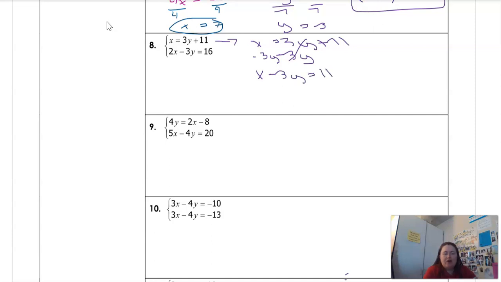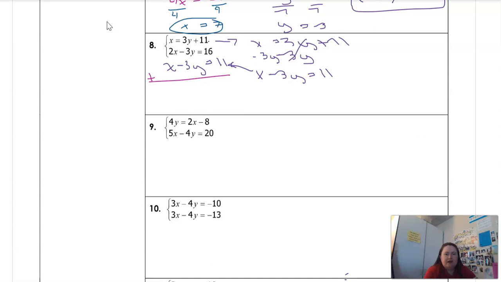So now I can take this equation and put it back over here. X minus 3y equals 11. So I have an equation that is lined up properly so that I can add or subtract. And then I just have to think about it. According to the rule, remember, if it's the same number, add. If it's a different number, subtract.